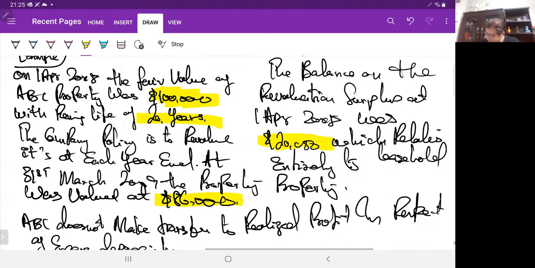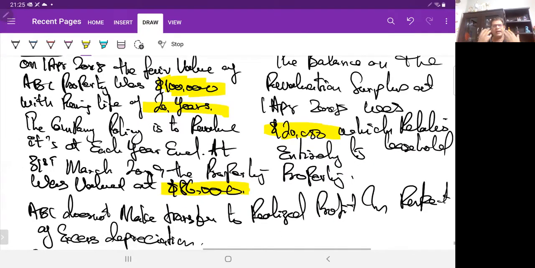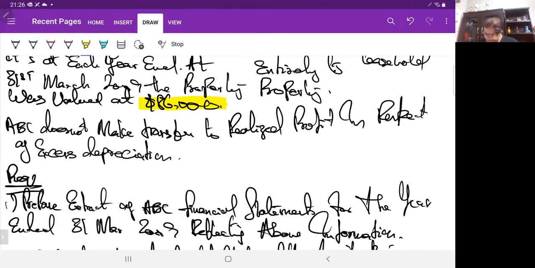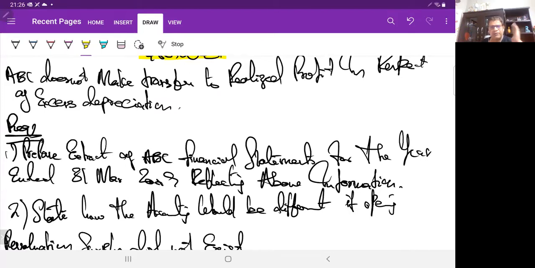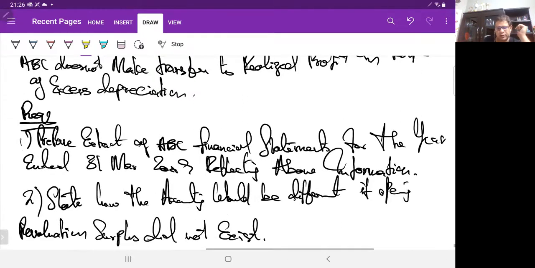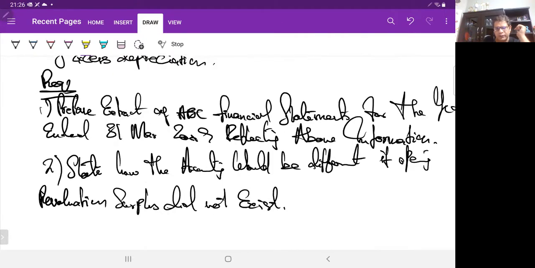Now ABC does not make transfer to realized profit in respect of excess depreciation. The requirement is to prepare extract of ABC financial statement for the year ended 31st March 2009, reflecting above information. And the second requirement: state how the accounting would be different if opening revaluation surplus did not exist. So now for the solution, how we will do that? Simply, let's move to the workings first.